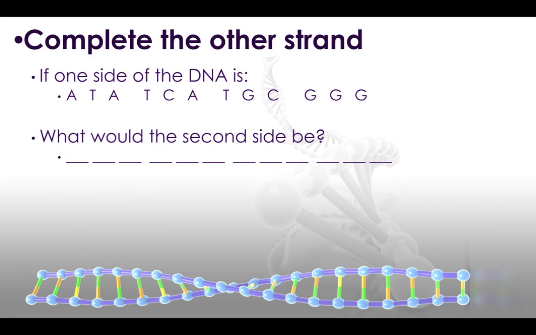So let's complete the strand. If one side of the DNA is ATA, TCA, TGC, GGG, what would the second side be? Pause the video, go ahead and figure out what the second side would be, then resume the video to check your work. Very good. The second side would be TAT, AGT, ACGCCC.